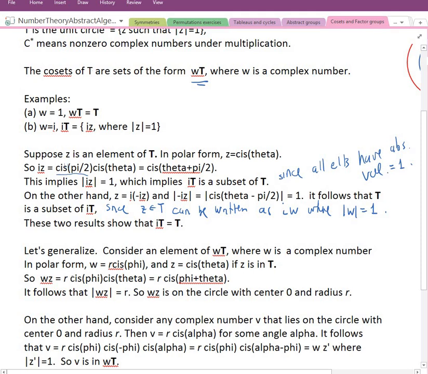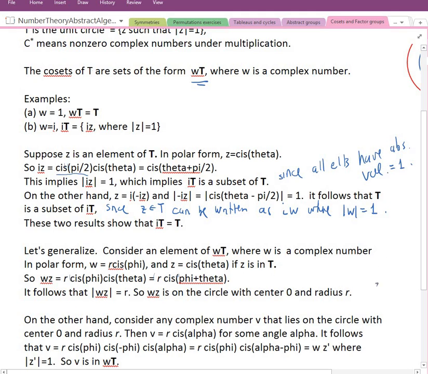So let's look at WZ. Well, WZ is going to be W, substitute W, and here's Z. Now again, when you multiply complex numbers in polar form, you multiply the radii and add the arguments. Now there's no radius here, so that's simply r, and then I have cis of the sum of the arguments. All right, now, what is the absolute value of this complex number? Well, the absolute value is just the r part. So the absolute value of WZ is equal to r. That means that WZ is on the circle with center 0 and radius r.